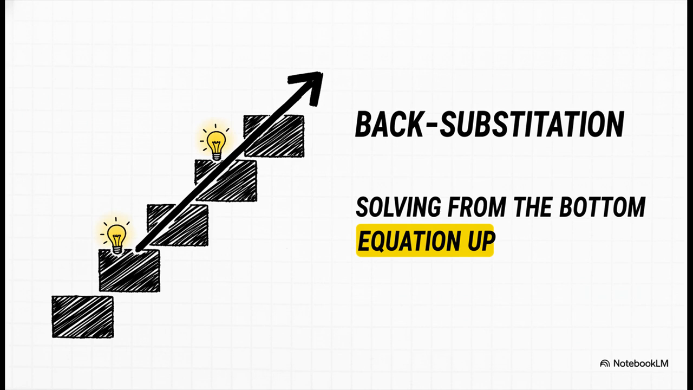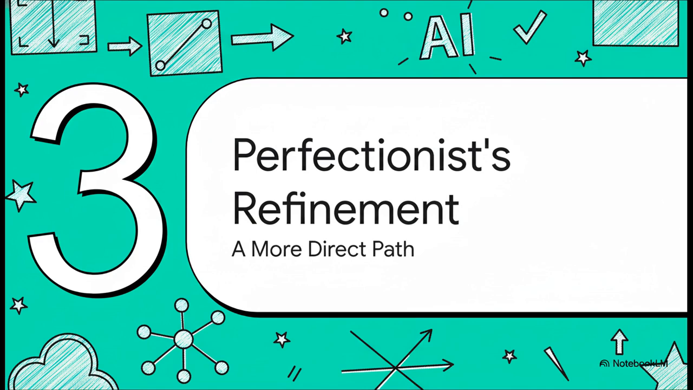It's this clean 2-step dance: forward elimination to go down, back substitution to come back up. But what if we could get the answer even more directly, without that final climb back up? Well, that brings us to our next method, Gauss-Jordan elimination. You can think of this as the perfectionist's approach. It just extends the process a little bit to create an even cleaner, more elegant final form.